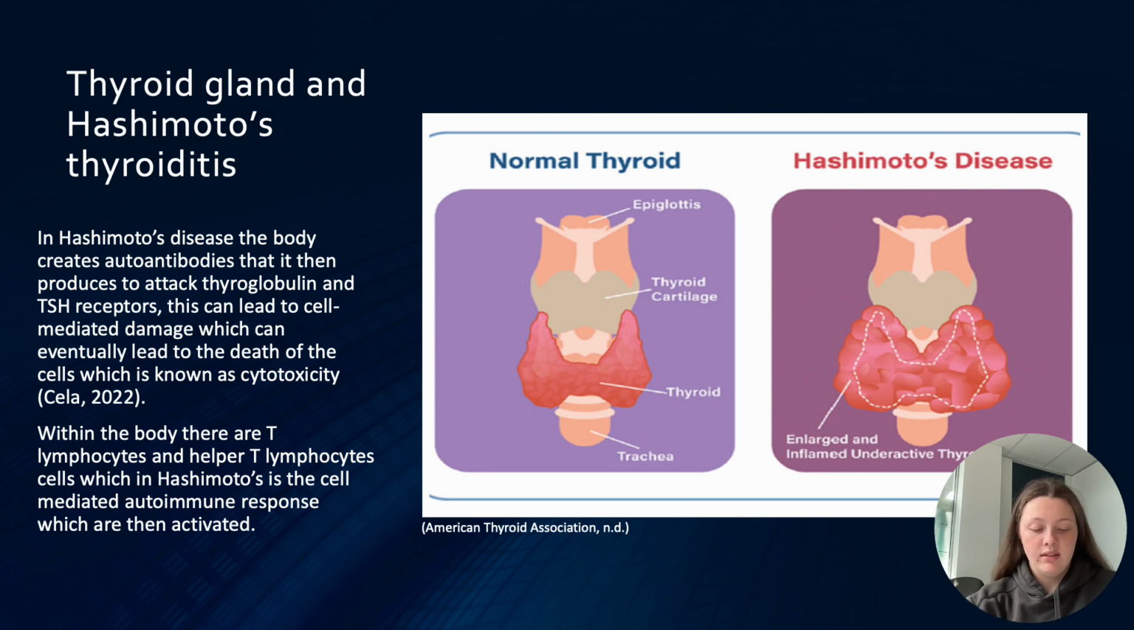In Hashimoto's disease, the body creates autoantibodies that attack thyroglobulin and TSH receptors. This can lead to cell-mediated damage, which can eventually lead to the death of the cells, which is known as cytotoxicity. Within the body, there are T lymphocytes and helper T lymphocyte cells, which in Hashimoto's is the cell-mediated autoimmune response, which are then activated. When these convert into a cytotoxic cell, this then leads to the process of eliminating thyroid follicular cells.